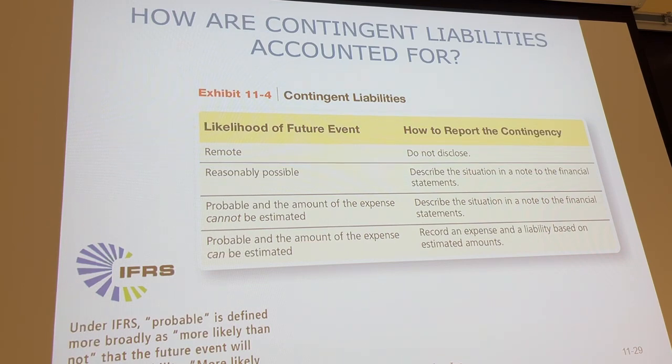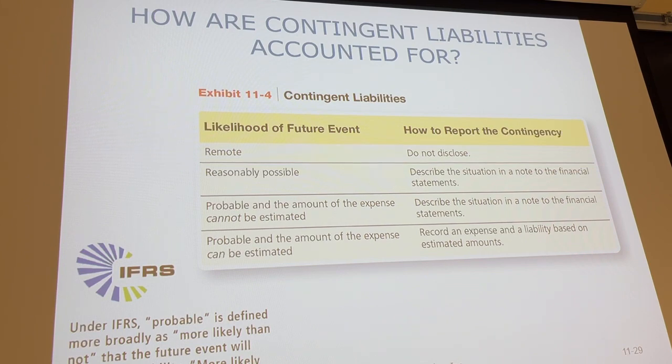Now, if it's reasonably possible that we'll have an actual loss from this future event, whatever it is, then what we need to do is describe the situation in a note to the financial statements. If it's probable that we'll have an actual loss and the amount of the expense cannot be estimated, then the accounting treatment is exactly the same as it would be if it's reasonably possible. So we would describe the situation in a note to the financial statements.